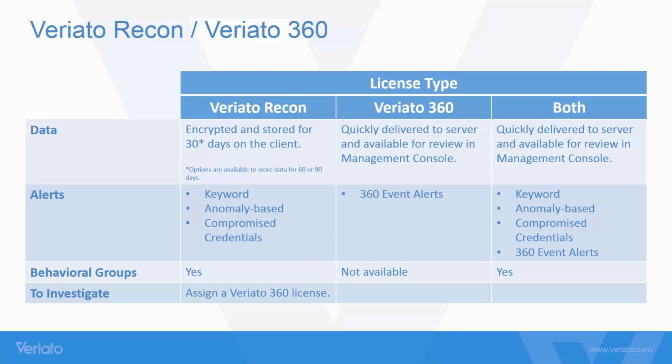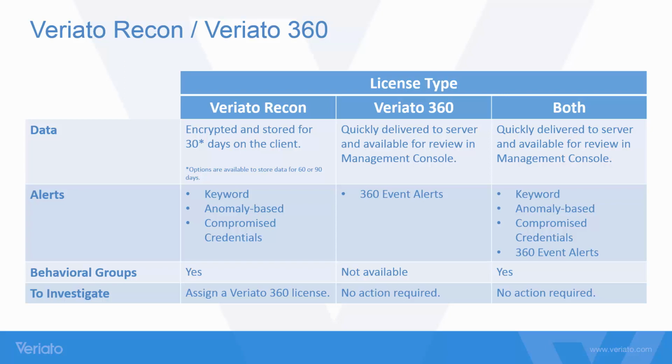To unlock the data, you simply assign a Veriato 360 license to that computer in addition to the Veriato Recon license that's already assigned. You can use either a standard Veriato 360 license, which would remain with that computer going forward, or you may use what we refer to as a floating Veriato 360 license, which can be moved to another computer upon completion of your investigation. When you do that, the first computer will begin again to build up that 30 days of locally stored recorded data.